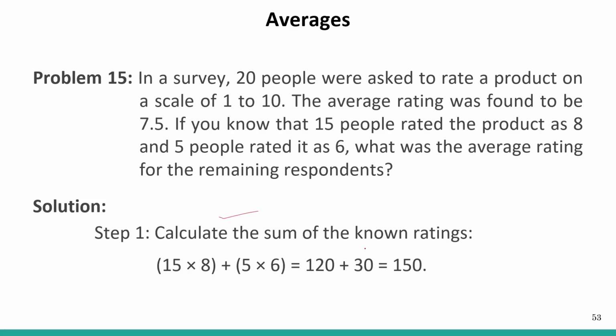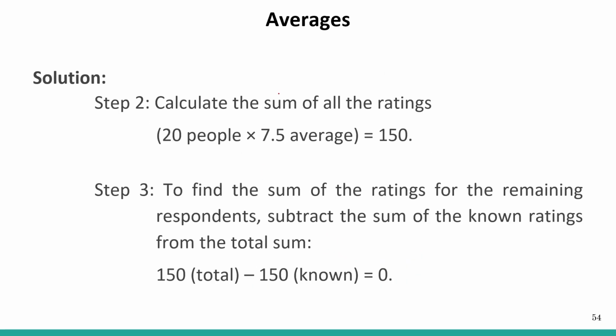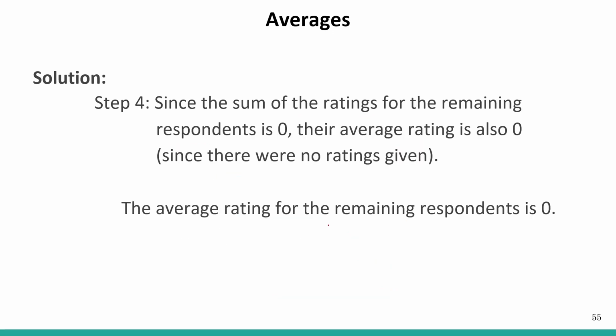So let's calculate the sum of the known ratings. So it will be 15 into 8 plus 5 into 6 is equal to 120 plus 30 is equal to 150. So calculate the sum of all the ratings. So 20 people into 7.5 average is equal to 150. So for the sum of the ratings of the remaining respondents, subtract the sum of the known ratings from the total sum. So 150 minus 150 is equal to 0. Okay, because all the respondents are already accounted for in the data.